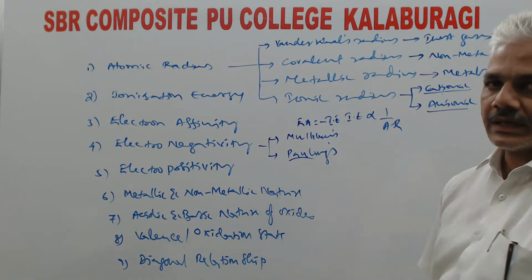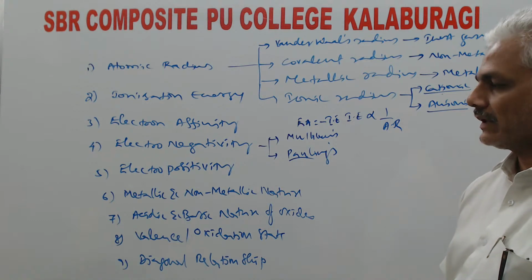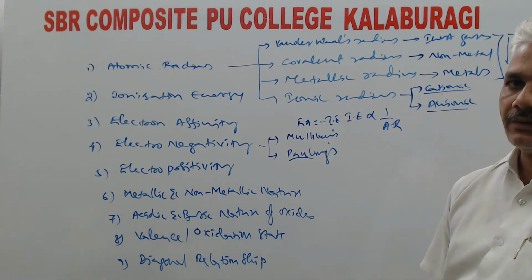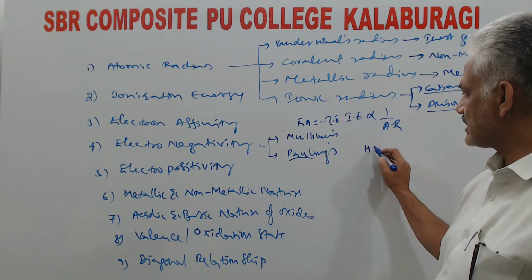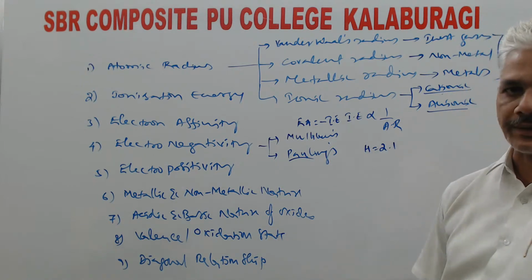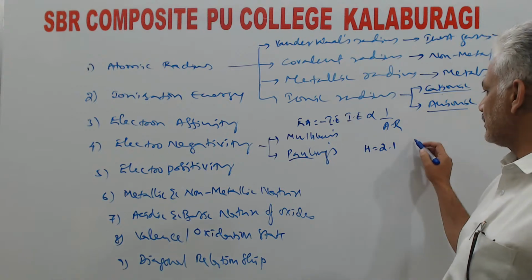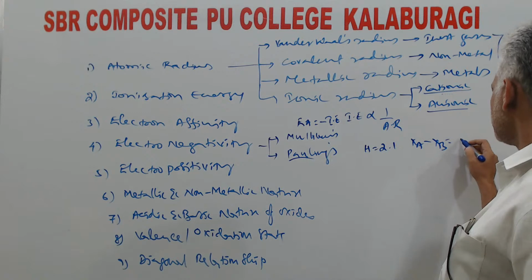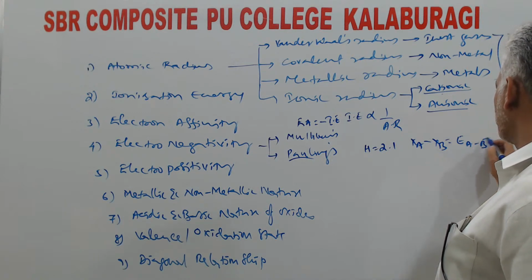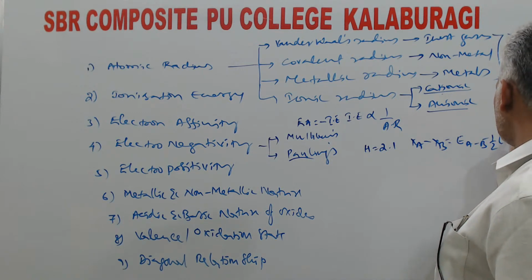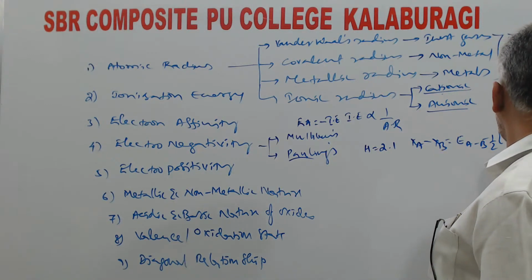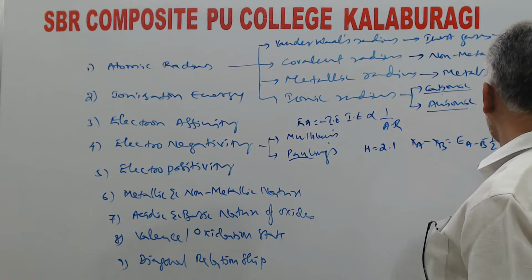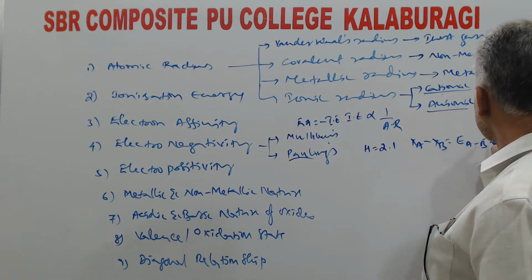And Pauling has calculated electronegativity values of all other elements by comparing with the electronegativity of hydrogen, which is taken as equal to 2.1. The relation used is Xa minus Xb is equal to the square root of EAB minus half of (EAA plus EBB).